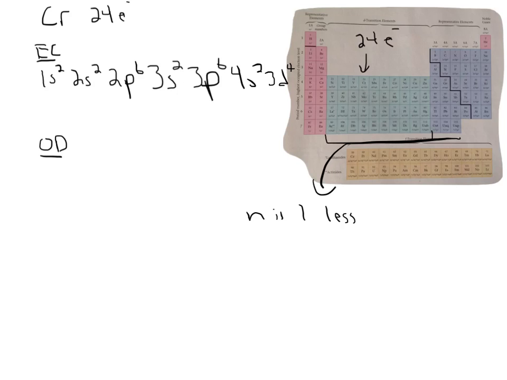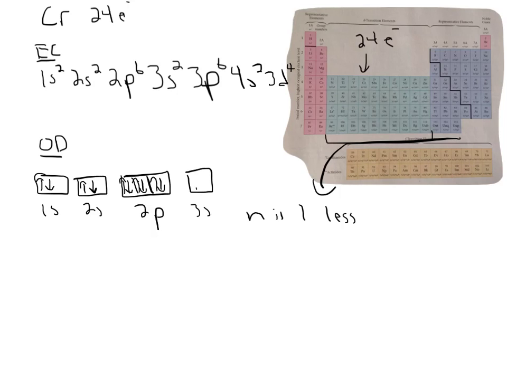Now, let's do the orbital diagram. So we've got 1s, and we've got the 2s, and then we've got the p, so there are 3 orbitals in the p sublevel. We get to the 3s, and we get to the 3p. So here's the 3p.